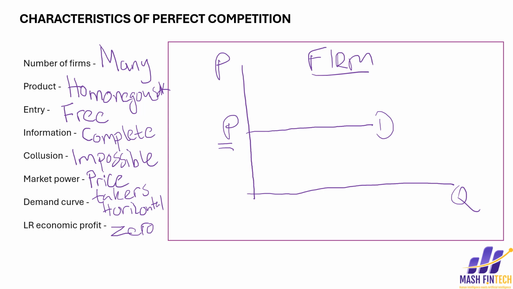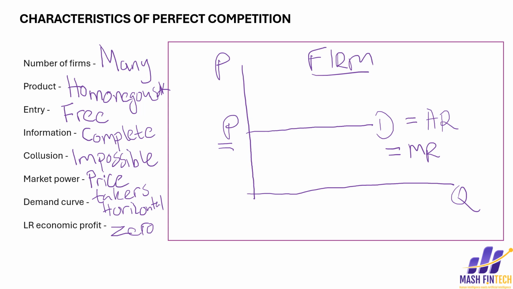Hence, the price is the same as the average revenue, which is the money you get per unit that you sell. And this is also the same as the marginal revenue, which is the amount you get by selling an extra unit of your product. So the demand is the same as the price, which is horizontal. This is the amount you get per unit that you have sold. This is the same as the amount that you get when you sell an extra unit of your product. And hence the demand curve for a firm in a perfectly competitive market should be horizontal.